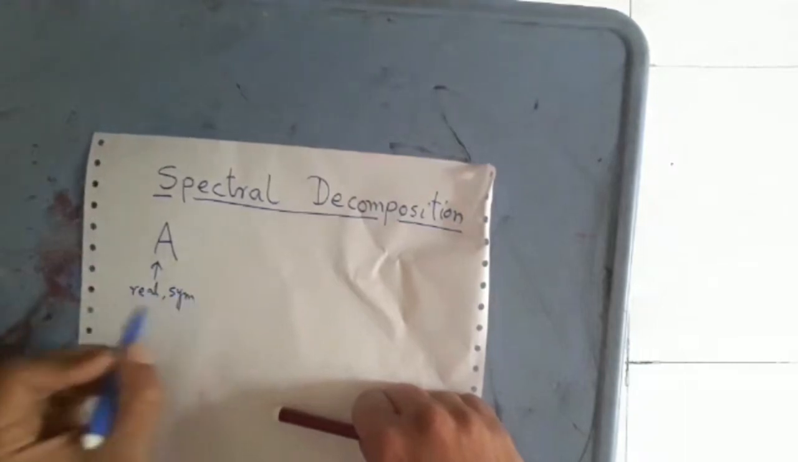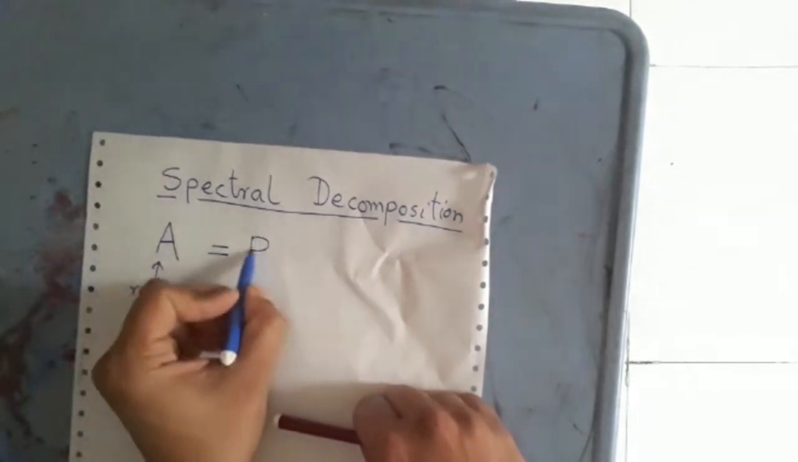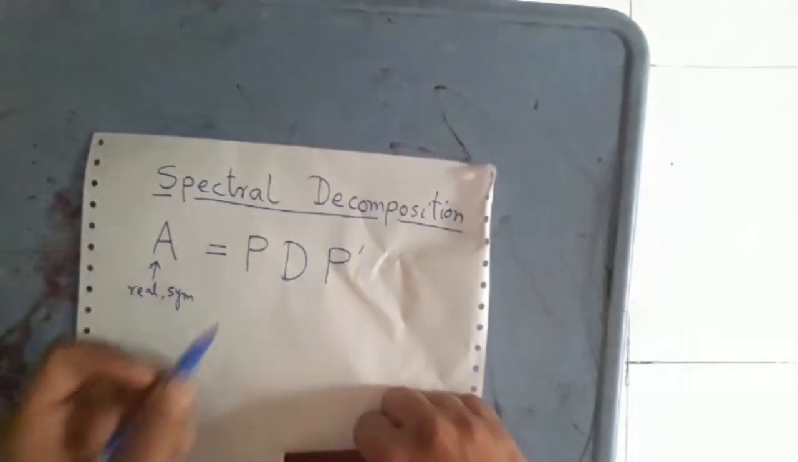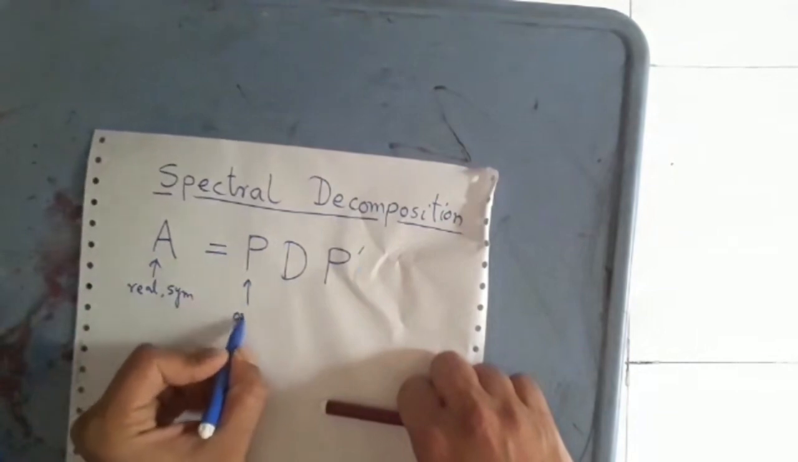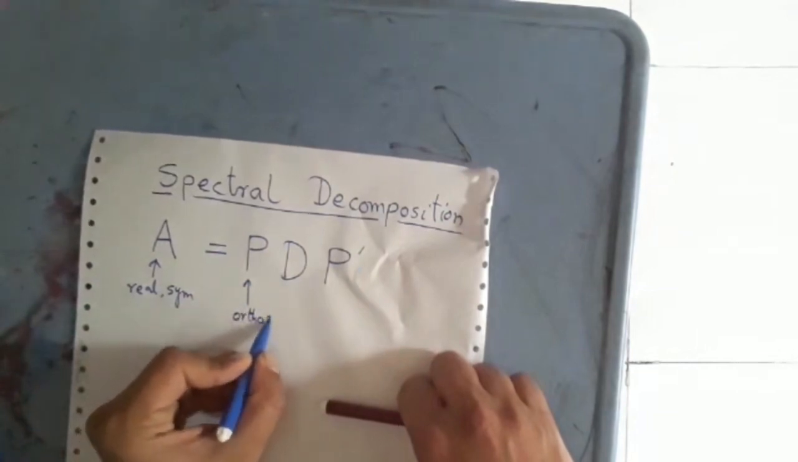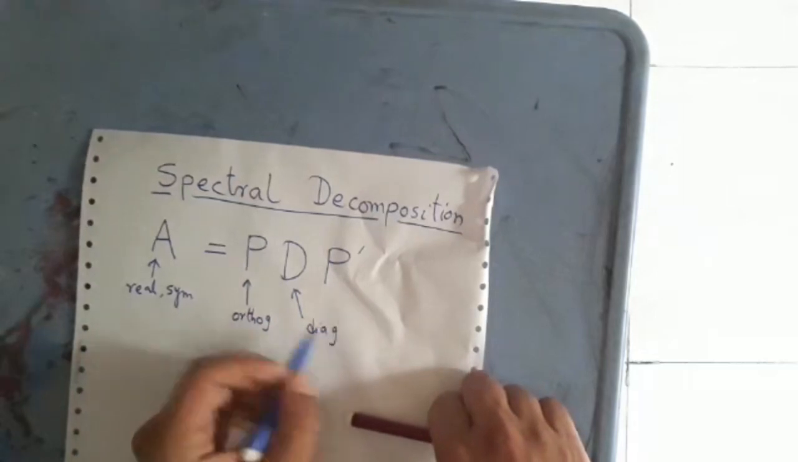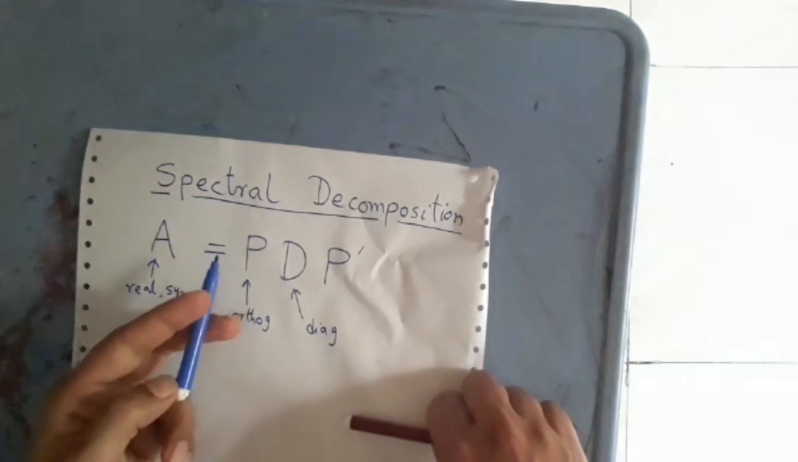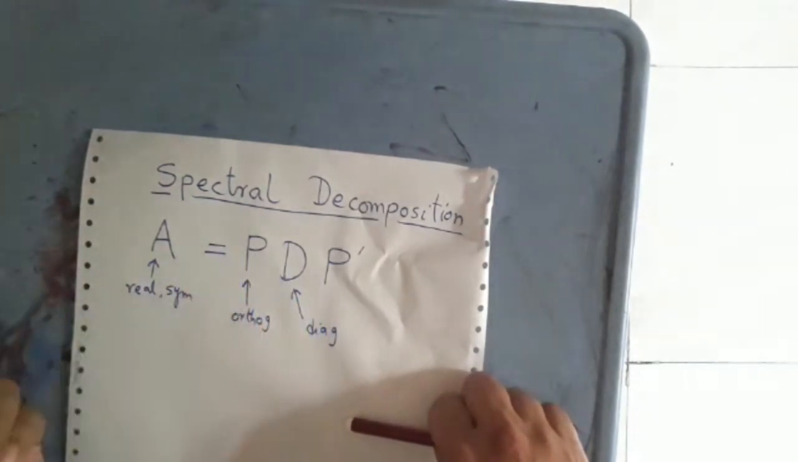The spectral decomposition of real symmetric matrices says that if A is real symmetric, all its entries are real and it is symmetric, then we can factorize it as P times D times P transpose, where P is an orthogonal matrix, D is a diagonal matrix, so P transpose is the transpose of this orthogonal matrix, hence it is also the inverse of this matrix.